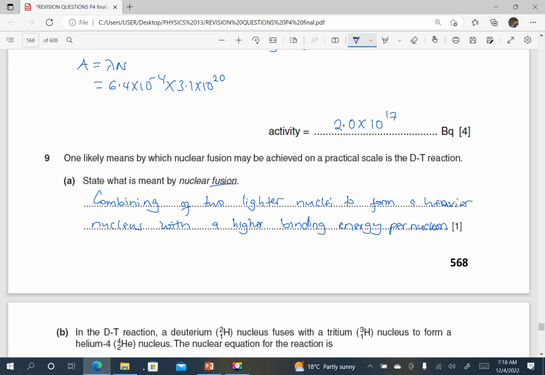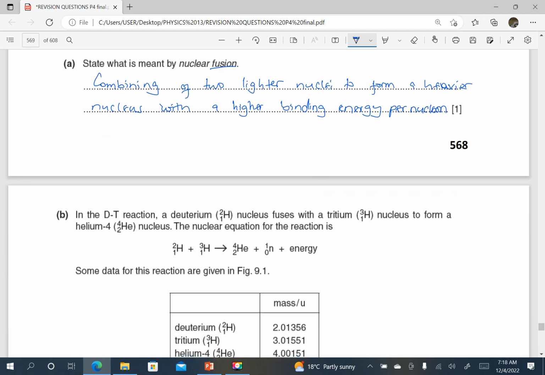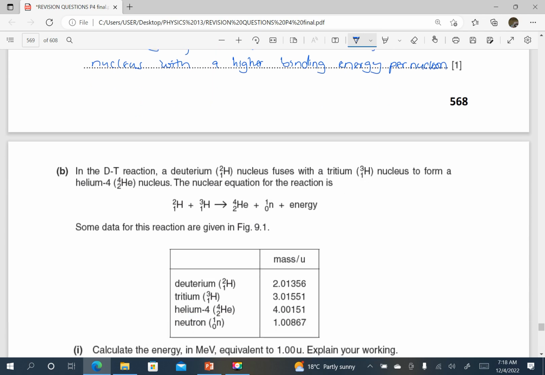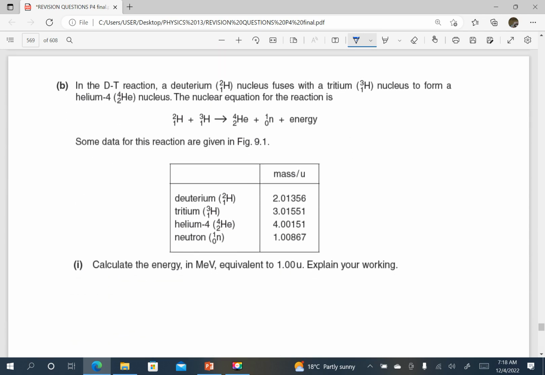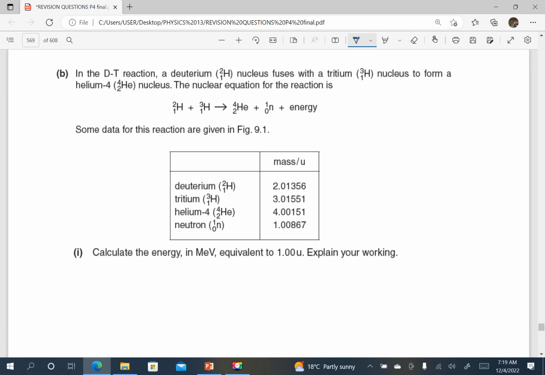So combining of two lighter nuclei come together to form a relatively heavier nucleus, just one, with a higher binding energy per nucleon. And of course, the one which is formed is always more stable. That is nuclear fusion. In the DT reaction, a deuterium nucleus fuses with a tritium nucleus to form a helium nucleus. The nuclear equation for this reaction is shown here. Some data for this reaction are also given, as we can see here.